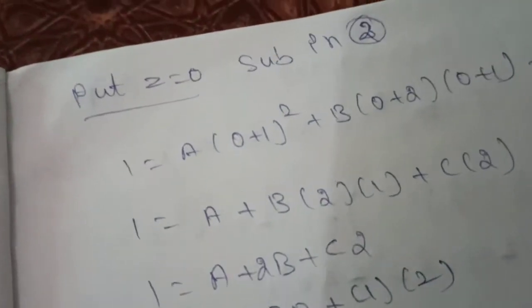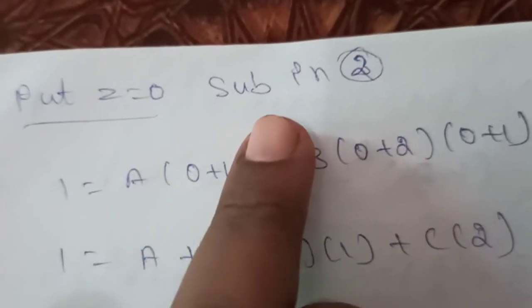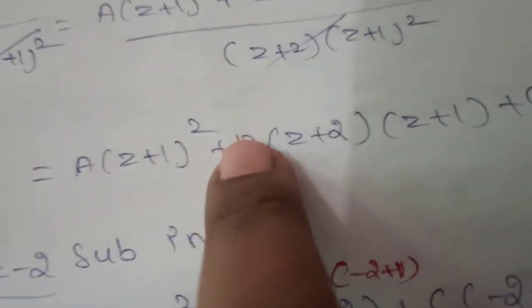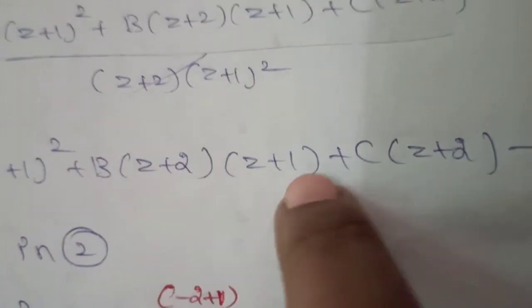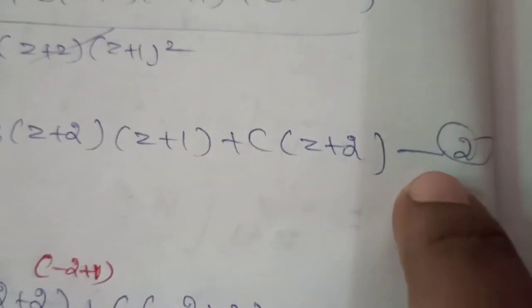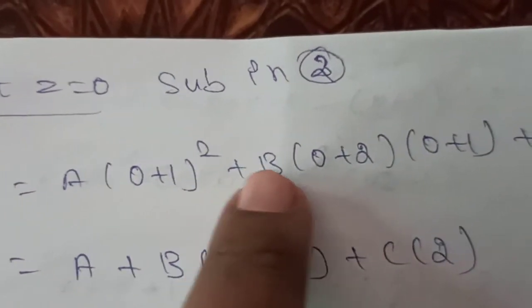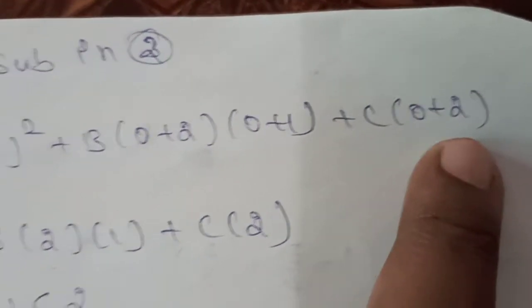Okay, now put z equal to 0 and substitute in equation number 2. That is 1 equals a into (0 plus 1) the whole square, plus b into (0 plus 2) into (0 plus 1), plus c into (0 plus 2).